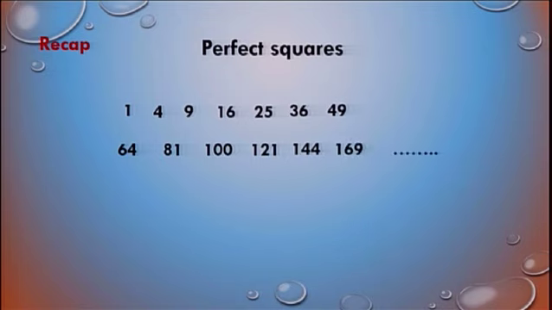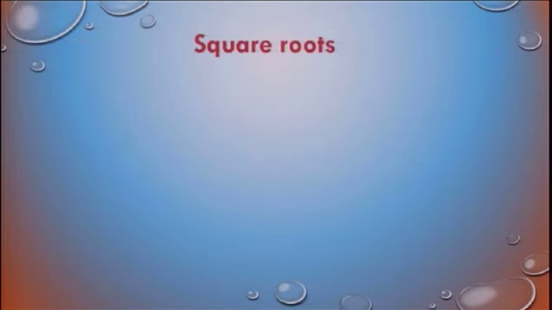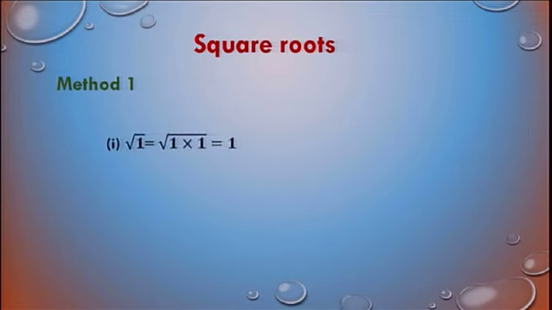Now I'm going to show you how to evaluate the square roots of these perfect squares. I'm going to call this method 1 because afterward I'm going to show you another method to evaluate these square roots. Let's begin with square root of 1. We have just seen that 1 is the same as 1 times 1. So square root of 1 is equal to square root of 1 times 1, which is equal to 1. Square root of 4 is the same as square root of 2 times 2, equal to 2. You will see that there are two similar numbers under the square root. That is a pair of similar numbers.